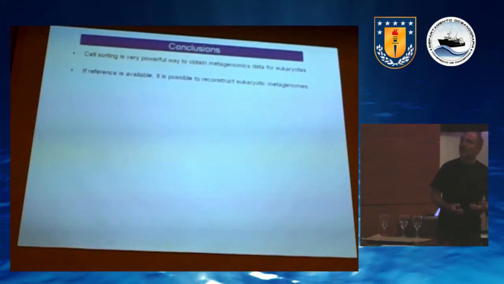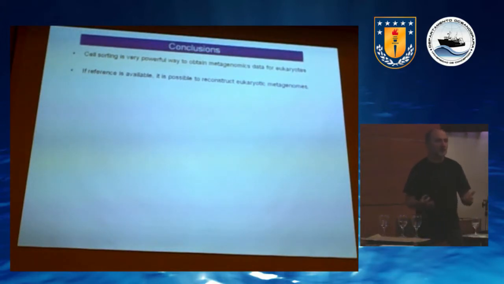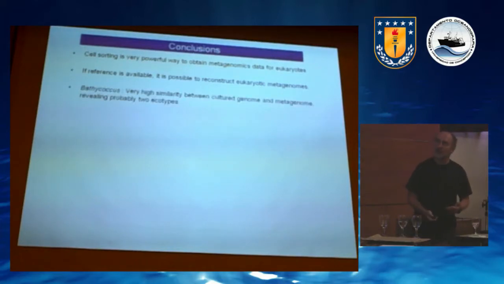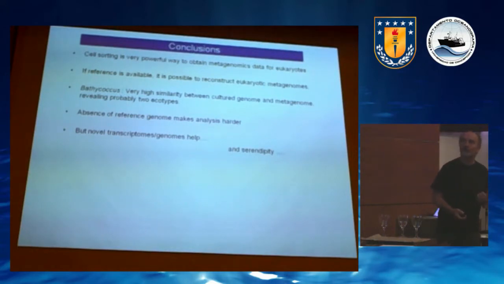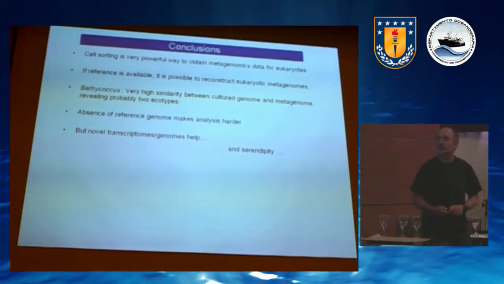If you have a reference available, then this is great. You can compare your metagenomes to known genomes, and then you can do a lot of inference from this. This was the case with Bathycoccus, for example. If you don't have a reference, it's much harder. You don't know what to say most of the time. But if you have transcriptomes or genomes that are now coming out, these eukaryote genomes, or if you have a little bit of chance, if you talk to the right person at the right time, then it can also help to interpret this data.